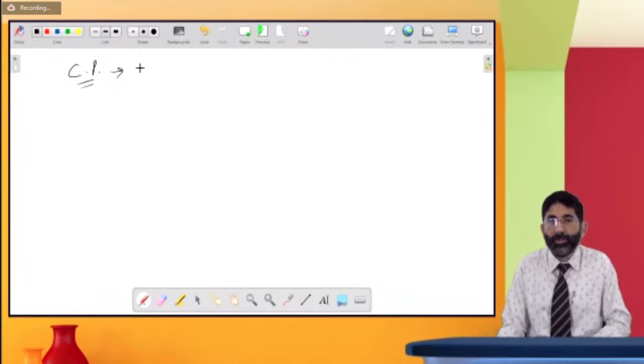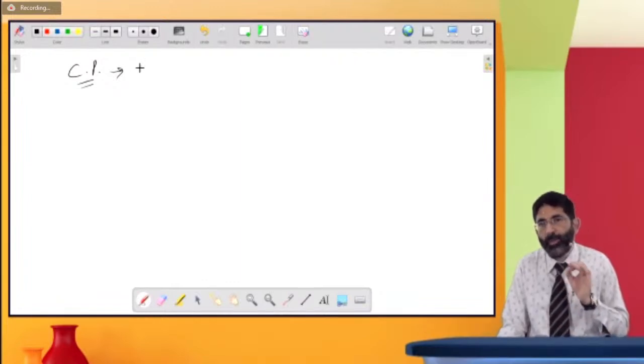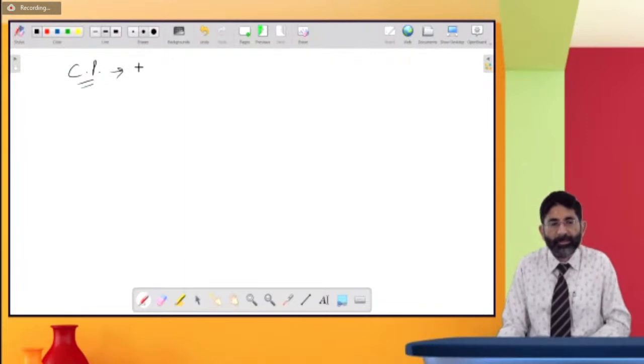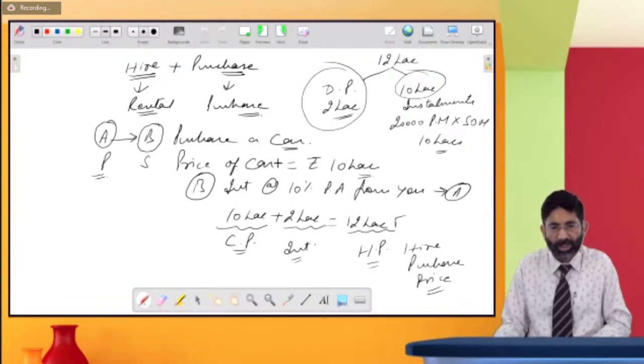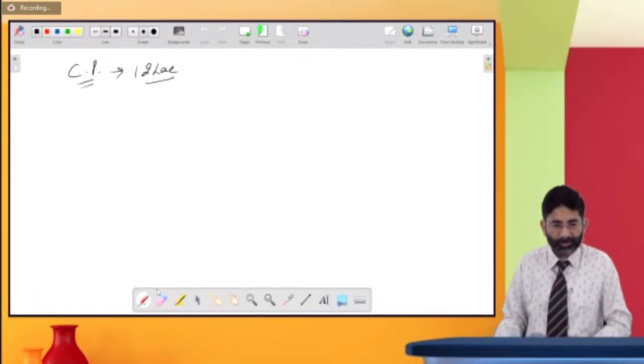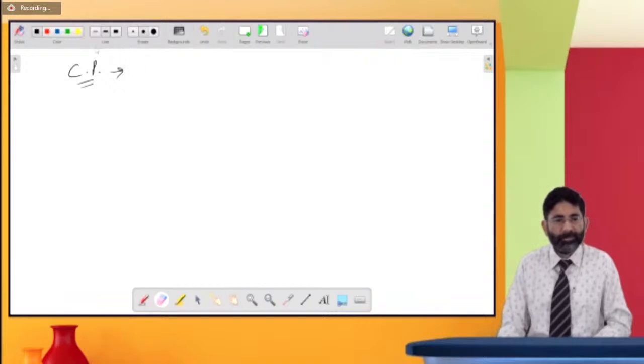If payment is to be made in one go at the time of purchase, then it is called cash price. We have assumed that this is 12 lakh in the given case. Out of that, how much it was? Just a moment. Okay, car is of rupees 10 lakh. 2 lakh was the interest. So cash price in the given case is 10 lakh.